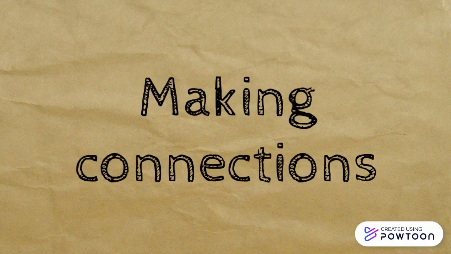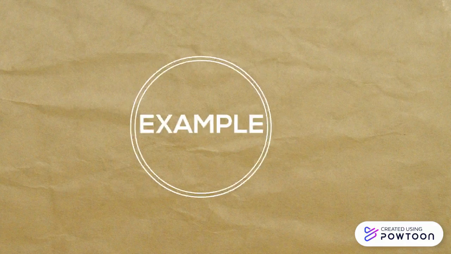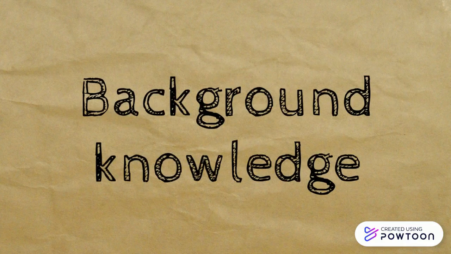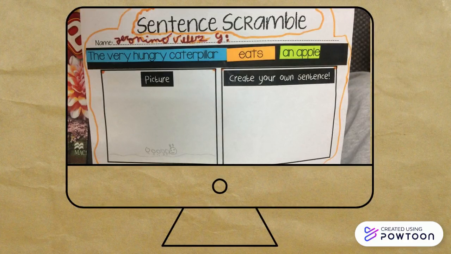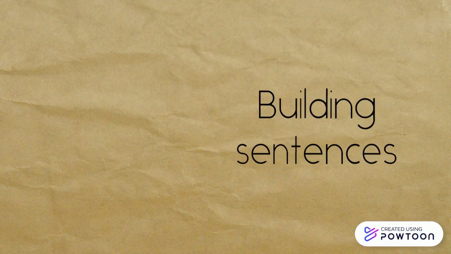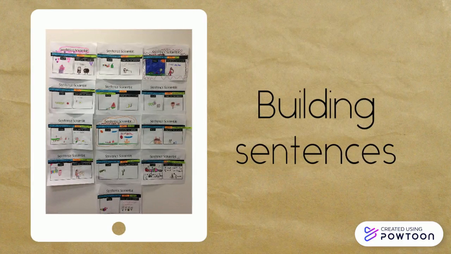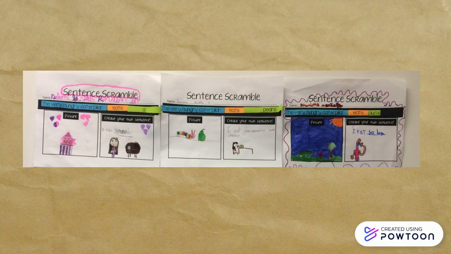Besides making connections with the students' real life, teachers need to consider what students know and where they can find the information. Here's an example to illustrate the importance of background knowledge in literacy processes. After reading the popular story The Very Hungry Caterpillar by Eric Carle, A1 students from a kids' English program started building sentences based on the vocabulary learned from the book. And then they produced their own sentences by using the color-coded guide, but this time they talked about themselves and not the very hungry caterpillar.